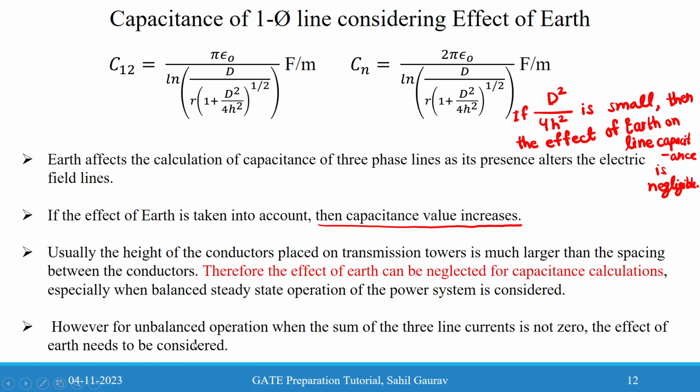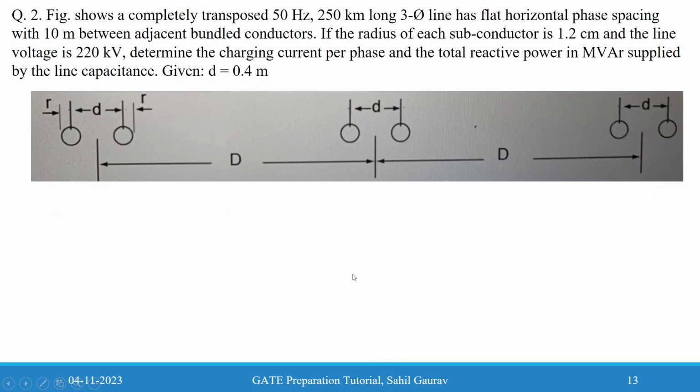But for unbalanced operation, when the sum of three phase line currents is not zero, then we have to consider the effect of earth there. So keep in mind these important points. Now we are going to solve one problem.